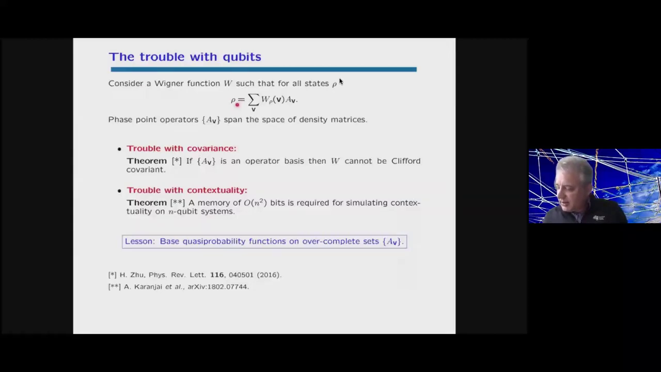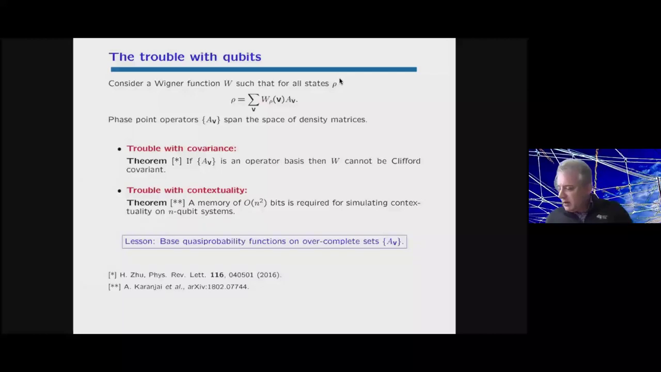Here's our density matrix, say, of the initial state of the magic state, and we are expanding it in a certain way. We're expanding it in terms of phase point operators. It's just a bunch of operators that span the space of Hermitian operators. Those operators have a label. There's a bunch of them, and we label them. Those labels are points in what we call phase space. So much about these operators. And the expansion coefficients we call the Wigner function.